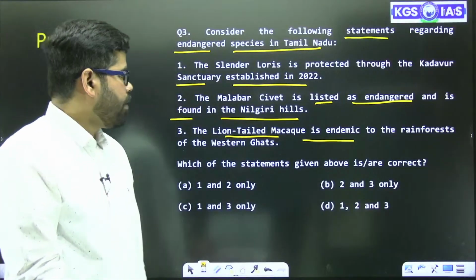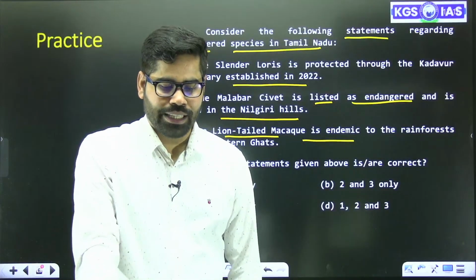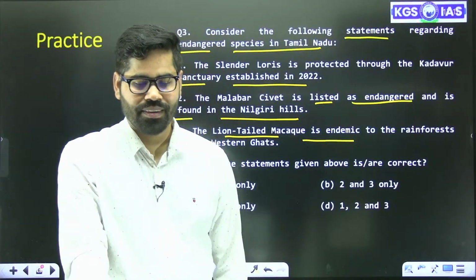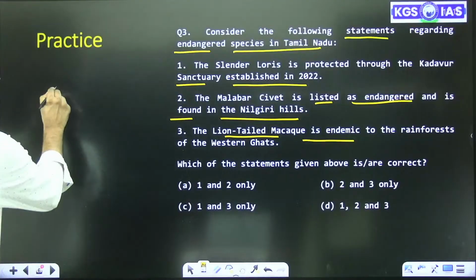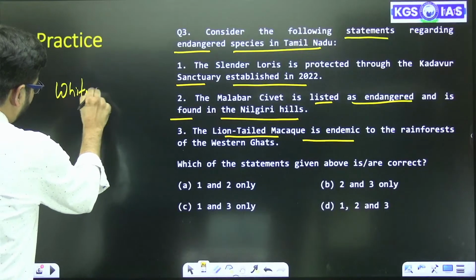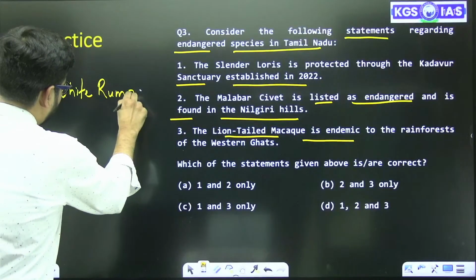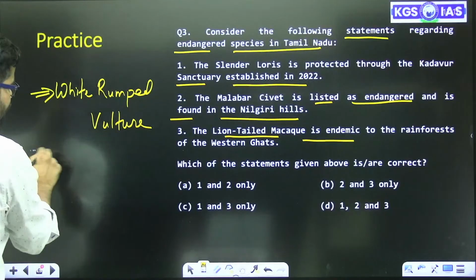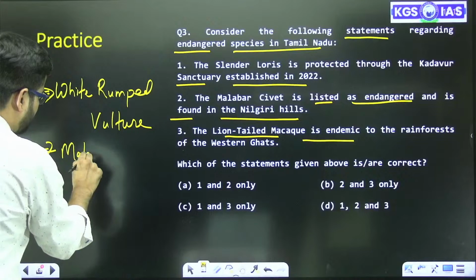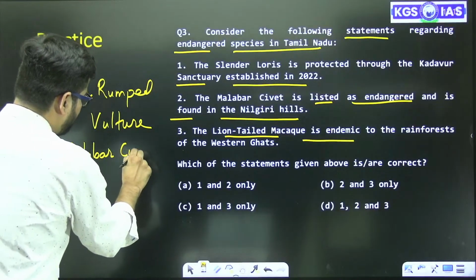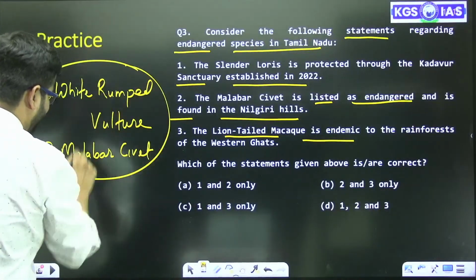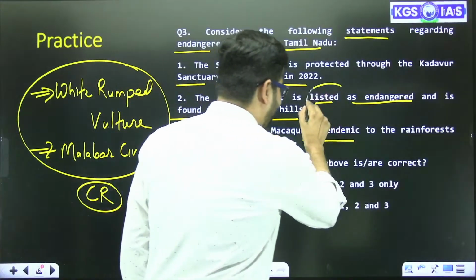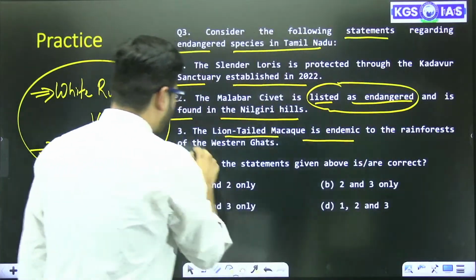Okay. There are 2 such organisms which are critically endangered in this area. One is our white-rumped vulture, and the second one is Malabar civet. These 2 organisms are critically endangered. Here it is written as listed as endangered. So that one is incorrect.